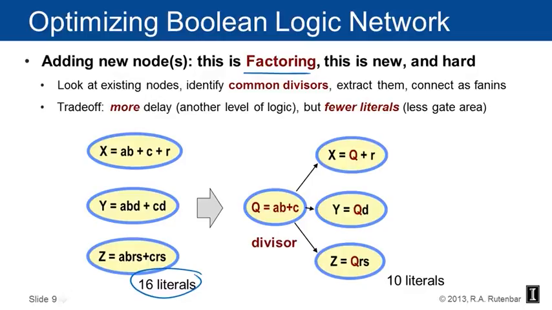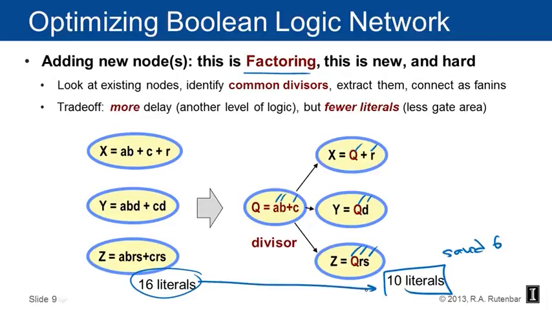And now if we count the literals, 1, 2, 3, 4, 5, 6, 7, 8, 9, 10. Now I have 10 literals. I saved 6 literals from the design on the left-hand side. Now, this design has more delay because it's got another level of, in this case, SOP logic, but it has fewer literals, which means less gate area. So hey, we're exploring that trade-off curve that I told you about.